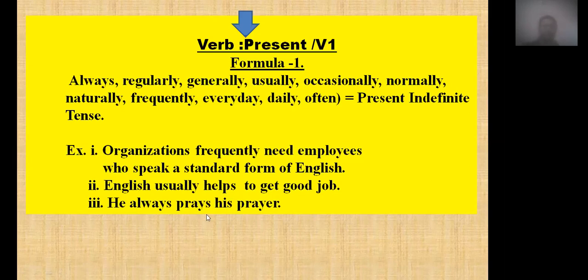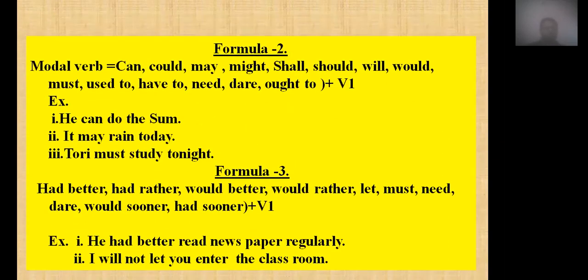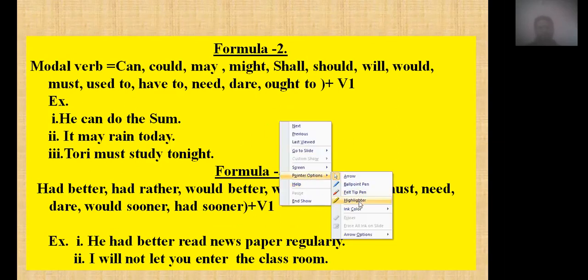Okay. Now go to formula number 2. If you see any modal auxiliary like can, could, may, might, shall, should, will, ought, must, used to, have to, need to, dare, these types of all kinds of modal auxiliary, after modal auxiliary, verb will be present. That means verb will be V1. So let's see. He can do the sum. Here, modal auxiliary is can. After can, you see verb is present here, right?